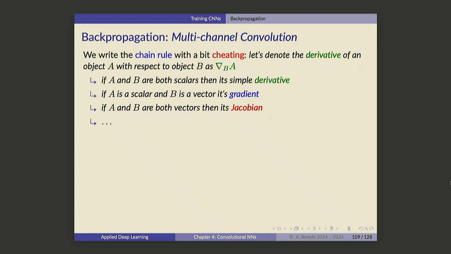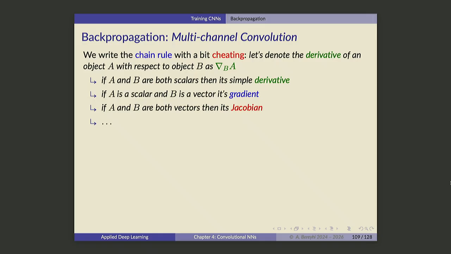Gradient of a scalar with respect to a scalar is a derivative, right? Gradient of a scalar with respect to a vector is going to be that thing that you usually call gradient. If A and B are both vectors, then it's the Jacobian, and you can keep on going to higher dimensions. But in general, you can always use this notation, and you can always call it gradient.